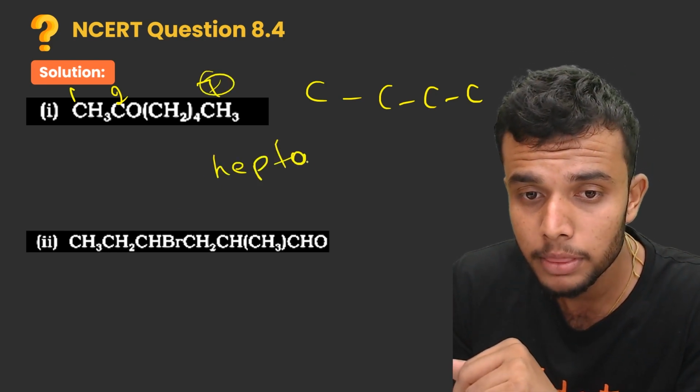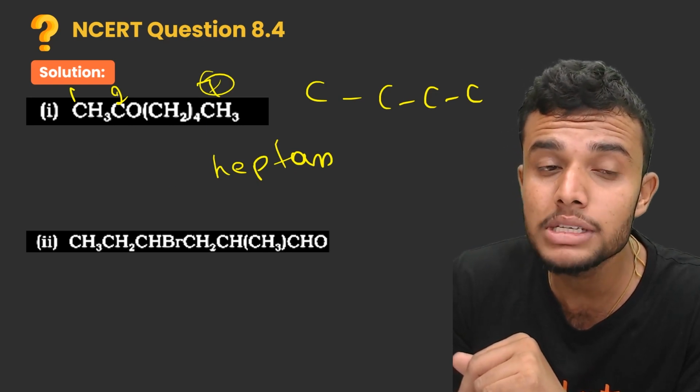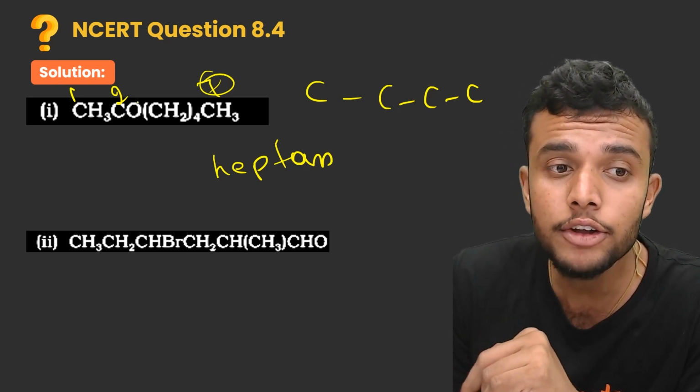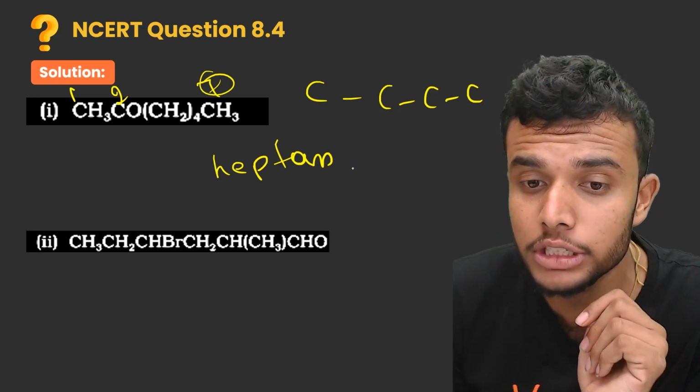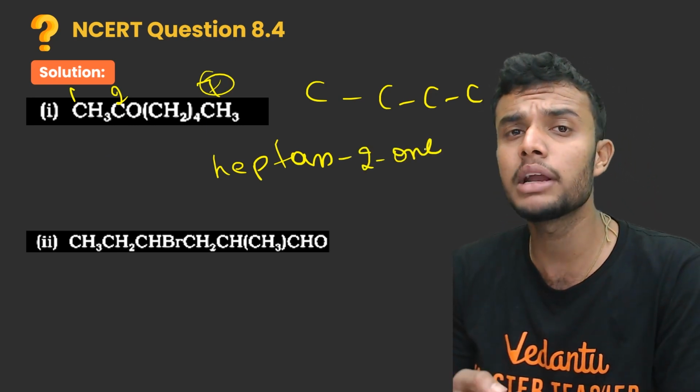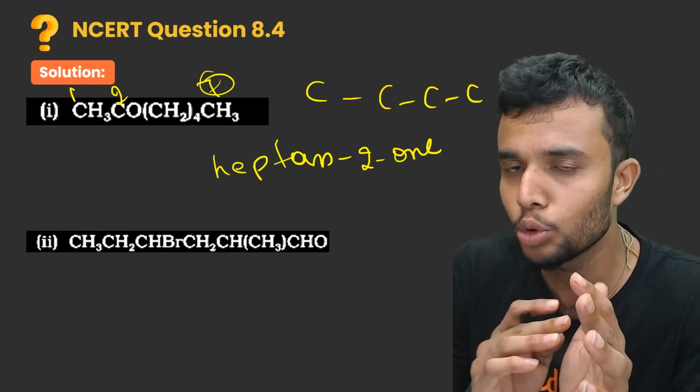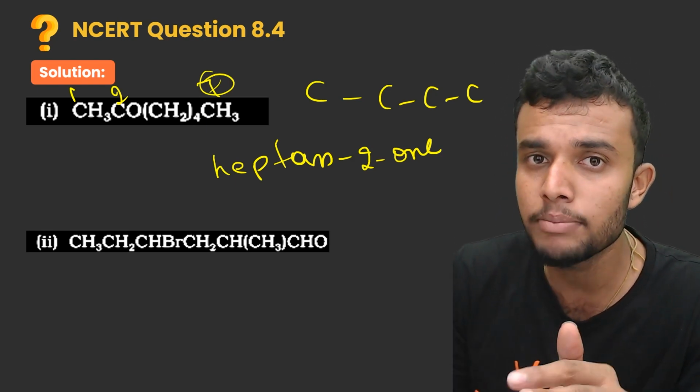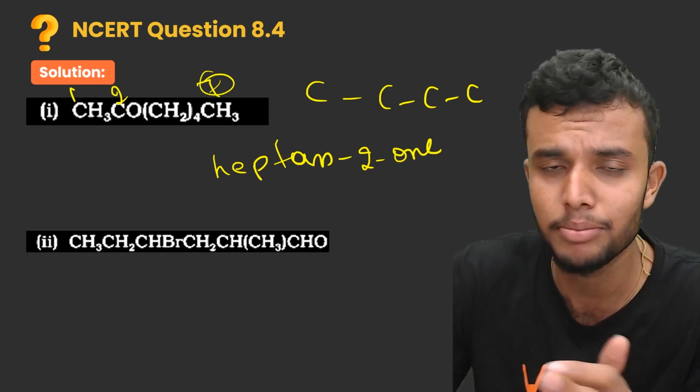Heptane. But here a functional group is there. Which functional group is there? Ketone functional group. It is present at the second position. That's why heptan-2-one. It's the IUPAC name. Let's move on to the common name. The common name and IUPAC name are both different, students. For the common name, the numbering is different. For the IUPAC name, the numbering is different.